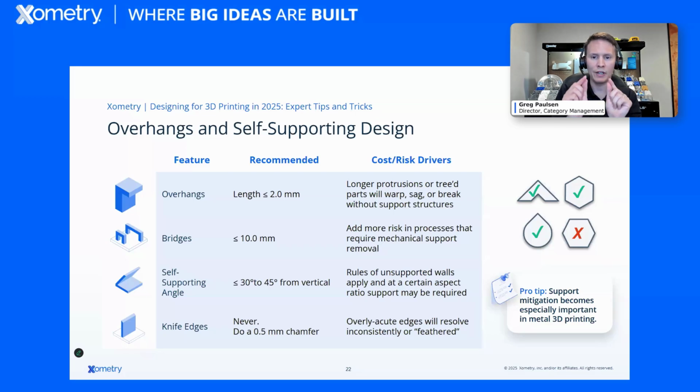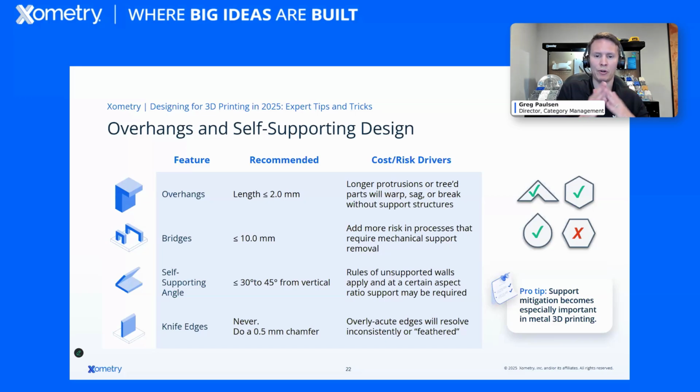Bridging, so if I have something, think a little keyhole or archway, that's going to be printed with that bridge parallel to the build surface of a part, you don't really want to span more than 10 millimeters. But even that, we may require support structures for. Just know that this is more important, for example, in metals, where your support structures are metal too, and they may be harder to remove. The last thing, I'm putting never down on knife edges.